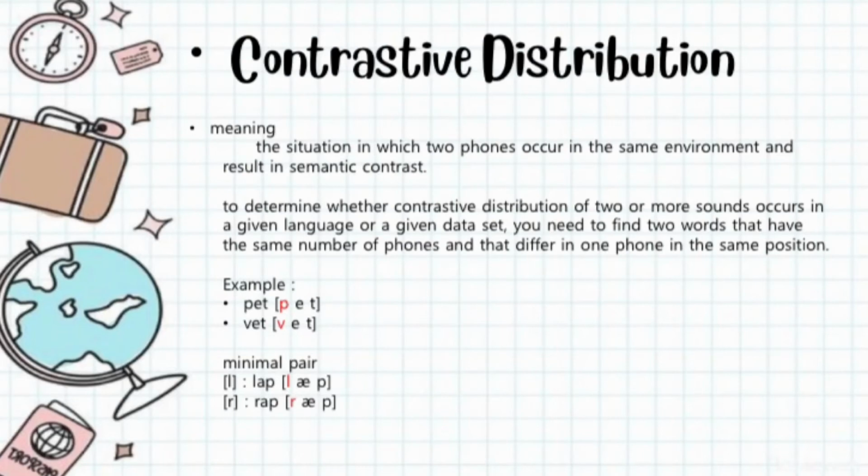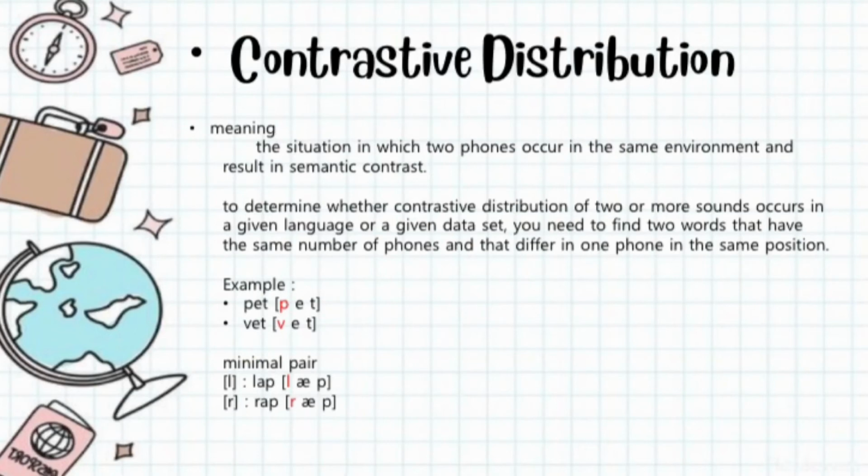Contrastive distribution is the situation in which 2 phones occur in the same environment and result in semantic contrast. To determine whether contrastive distribution of 2 or more sounds occurs in a given language or a given data set, you need to find two words that have the same number of phones and that differ in one phone in the same position. For example, pet and vet.